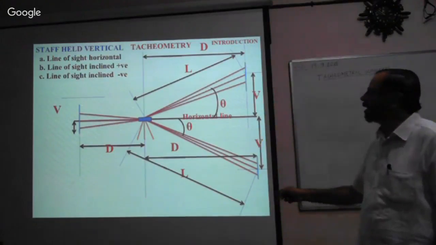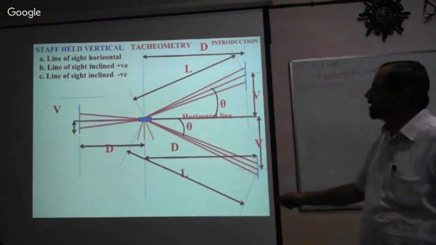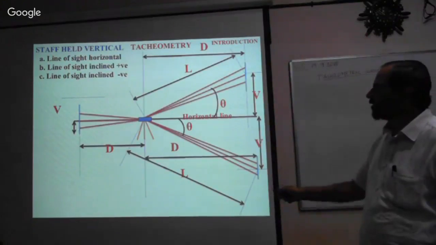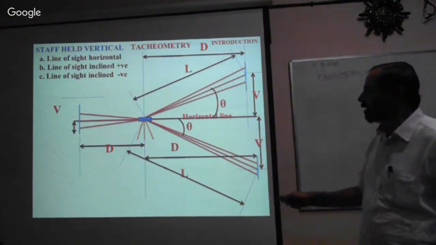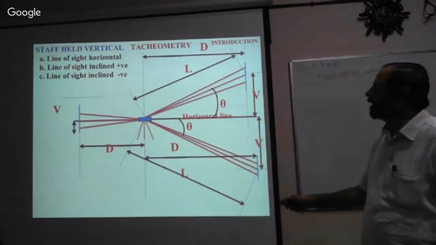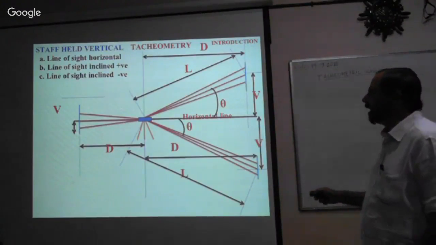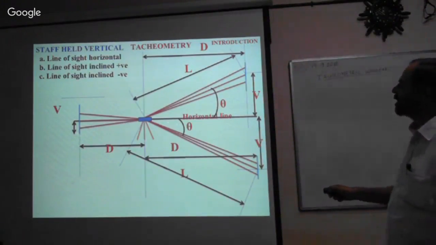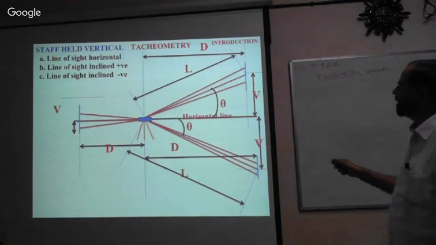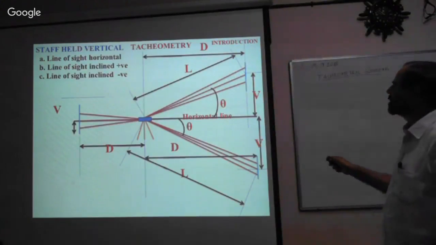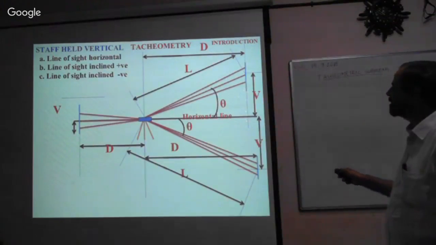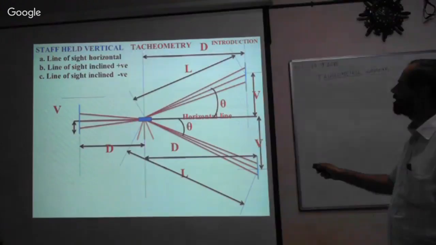The elevation of this location. Now this is the staff, vertical, and the line of sight is horizontal. This is the horizontal distance from the instrument station to the location. And this is the elevation we need to find out. And similarly, now please note here, in this second situation, we need to calculate the elevation of the location. And this is the horizontal distance.